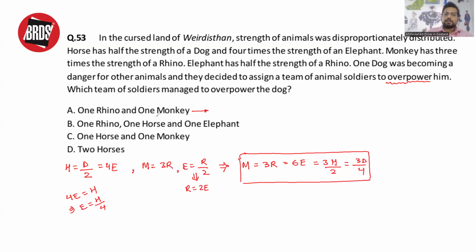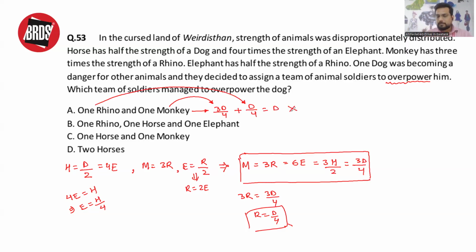So they have given us one rhino and one monkey. So I have to write down monkey in the form of D, rhino in the form of D. I do know monkey is 3D by 4. So one monkey would become 3D by 4, and plus one rhino. Now, talking about the rhino, I do know that three rhinos are equal to 3D by 4, so one rhino is equal to D by 4. So let's add it, D by 4. One rhino would be D by 4, which together would be the D. So it is not overpowering. It is just equal to the dog. So that is not the correct answer.